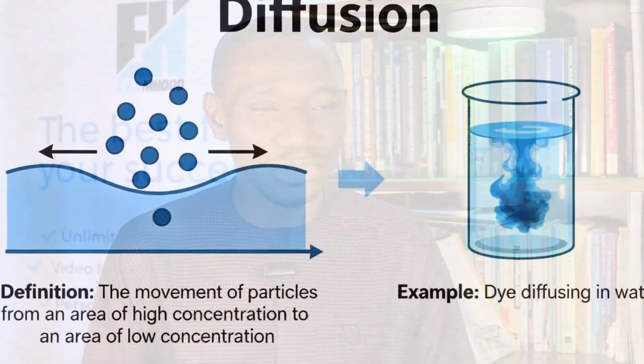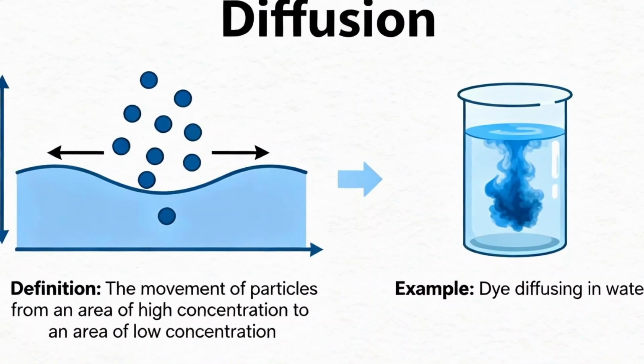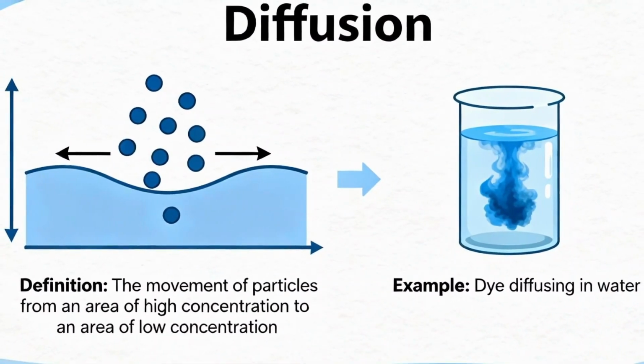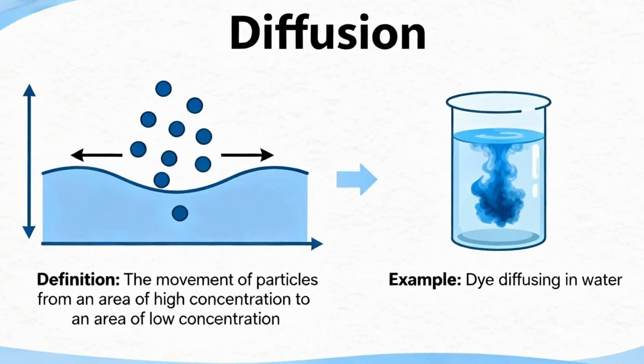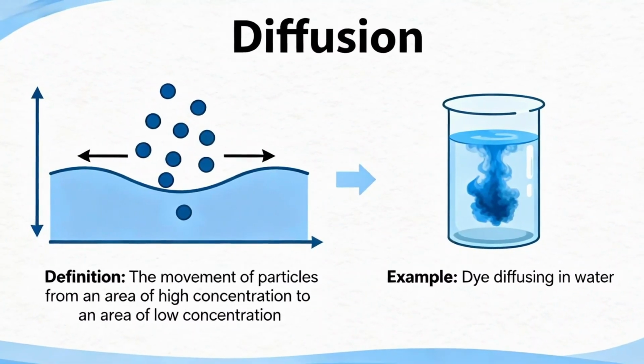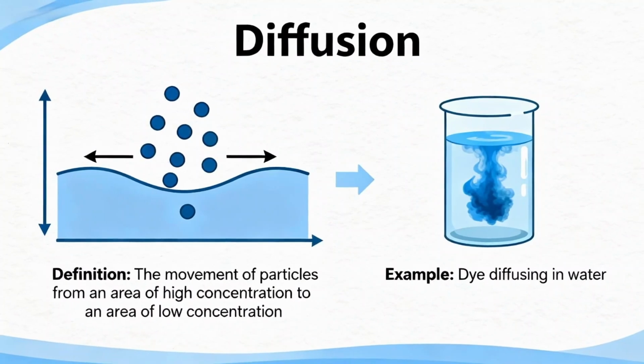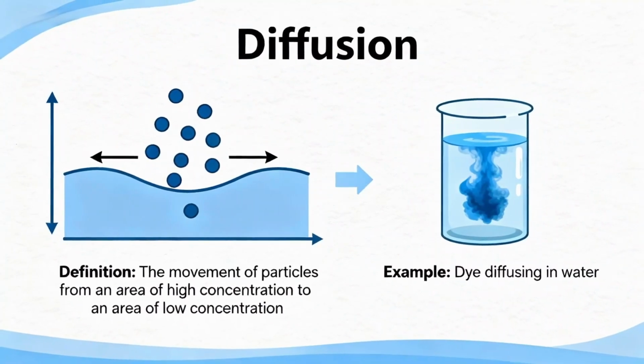What is diffusion? Diffusion is the movement of molecules or substances from the region of higher concentration to that of lower concentration until the molecules are evenly distributed. And diffusion can be seen both in living things and non-living things.